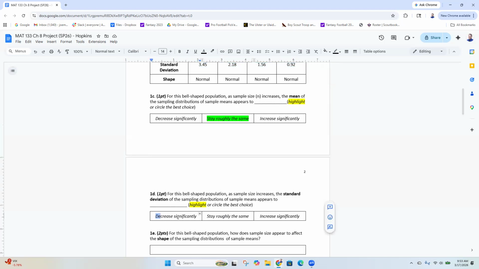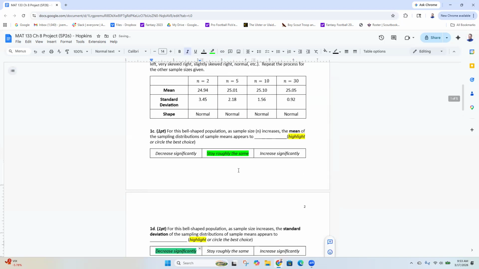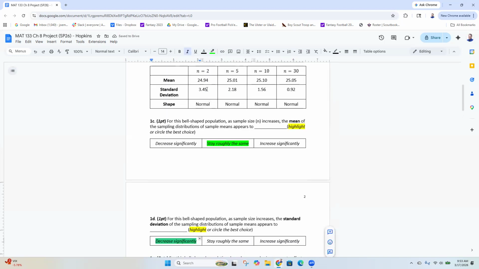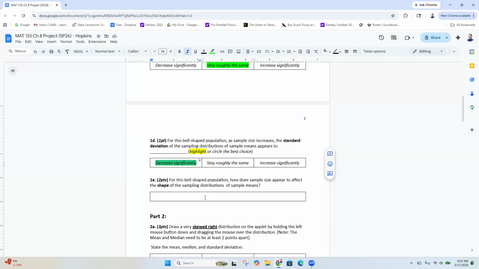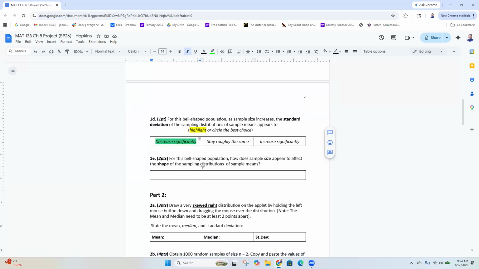Yeah. Decreased significantly. Did it decrease significantly? Well, it went from 3.4 down to 0.9. 0.9 is 3 times smaller than 3.4. So yeah, it definitely decreased significantly. 3 times smaller is quite a bit smaller.